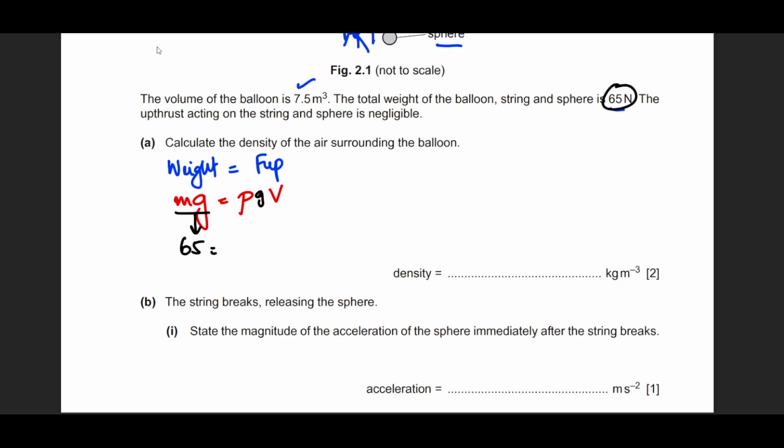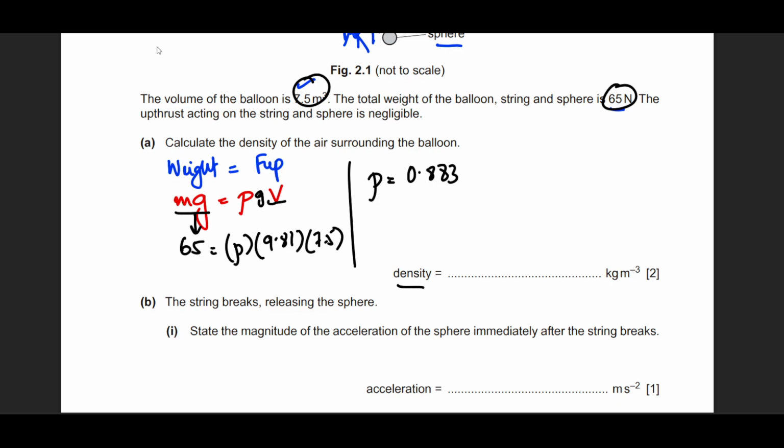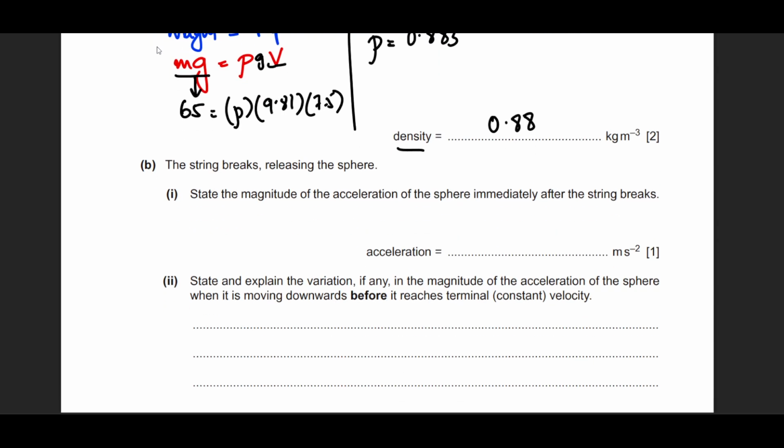So 65 equals rho, which is what we want to find out, into g, which is 9.81, into V, which was given as 7.5. When you calculate rho, the density of the air, it comes out as 0.883. So up to two significant figures, it will be 0.88. Okay. Moving on to the next question.